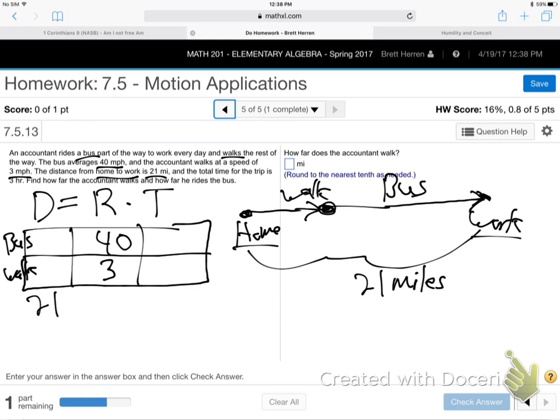So the 21 goes down here. It's not in either D box alone, is it? Everybody see that? It's the total distance. And then the 3 hours right here, that's the total time for the trip. So that goes down here also. That's not the time on the bus or the time walking, that's the total time. So this one's weird because they're giving us a couple of totals and not the individuals. See how that's working?